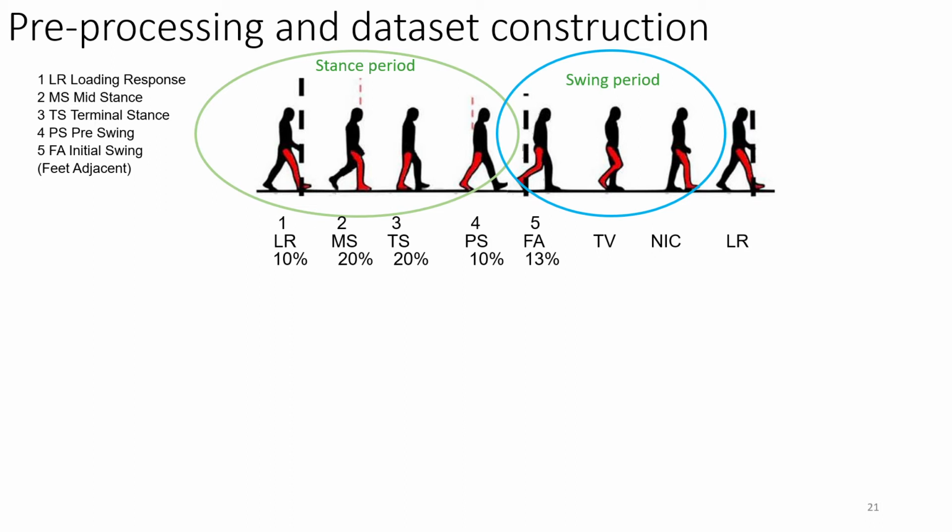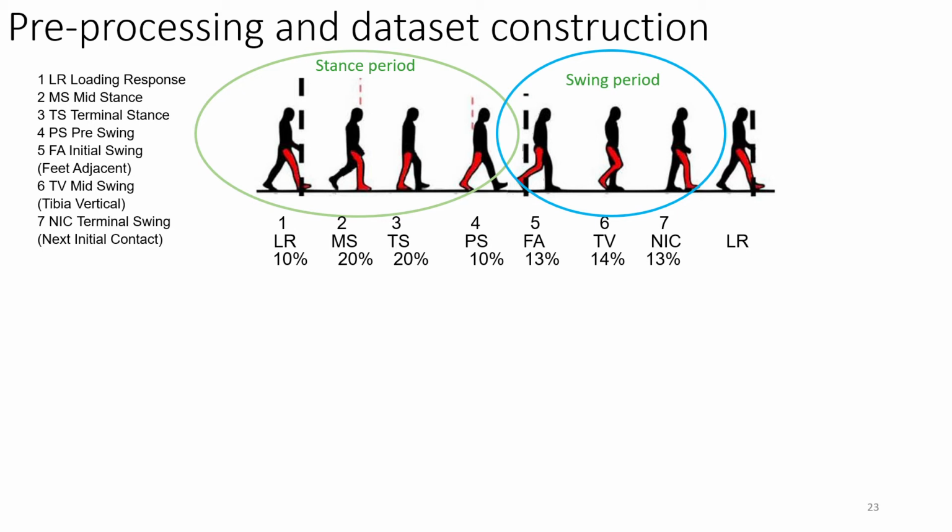The mid-swing phase, with the abbreviation of tibia vertical, occupies 14% of the walking cycle. It continues until the tibia is vertical to the ground. The terminal swing phase, with the abbreviation of next initial contact, occupies 13% of the walking cycle.